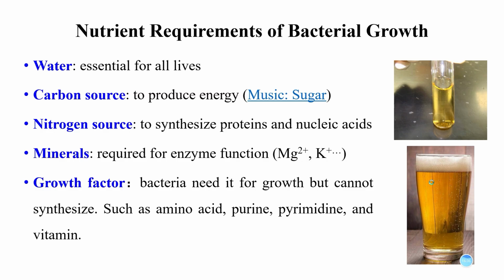So after we know these essential nutrients, we can mix them together to culture bacteria. When we mix them together, we form some artificial mixture. And this artificial mixture, we call it medium to culture bacteria. It looks like this medium. Anyone know this medium? This is my beer. So it looks like a beer. The color, most of the medium look like this yellowish color.